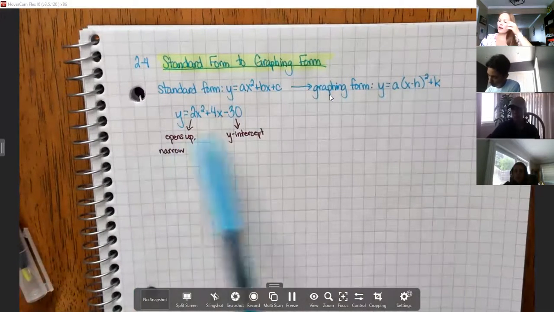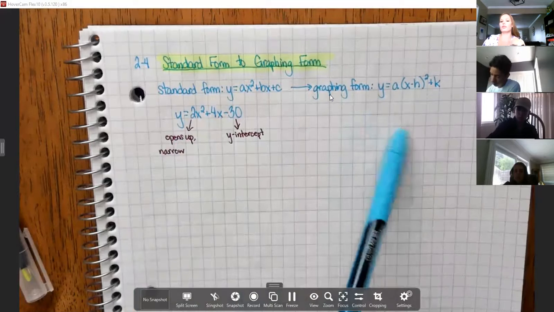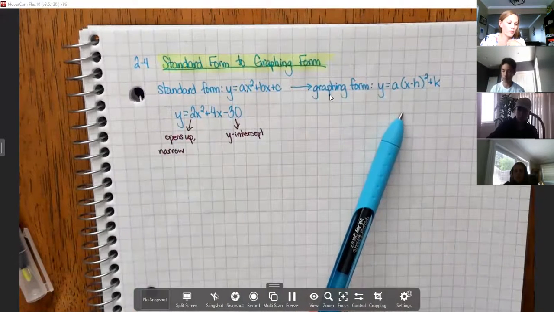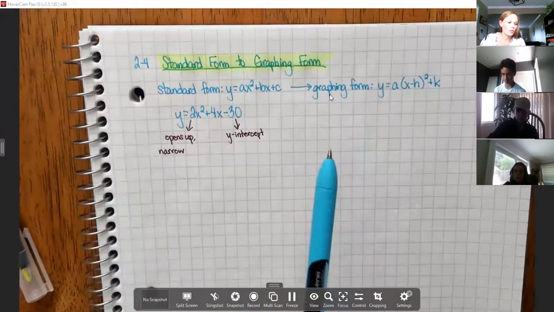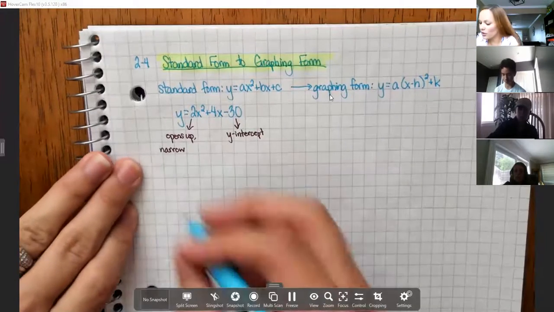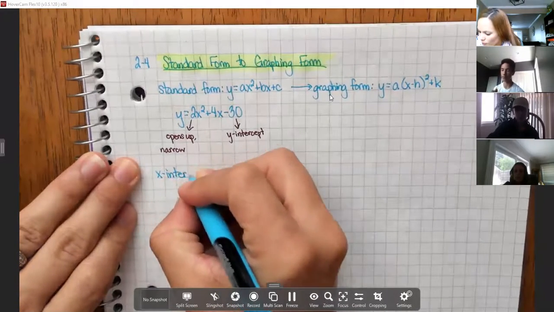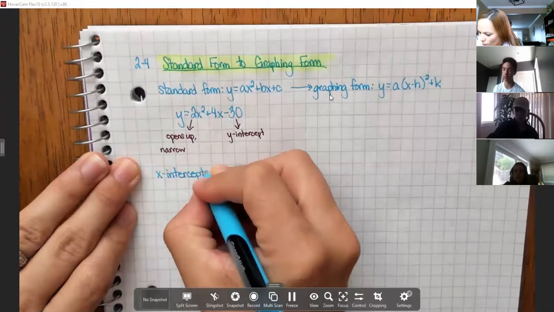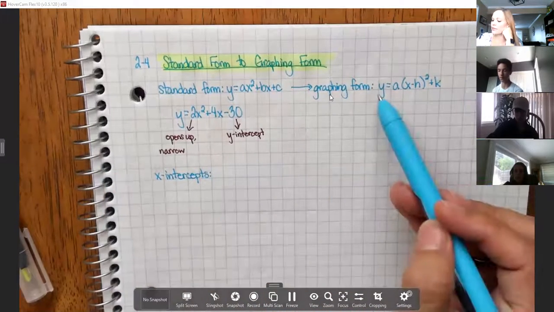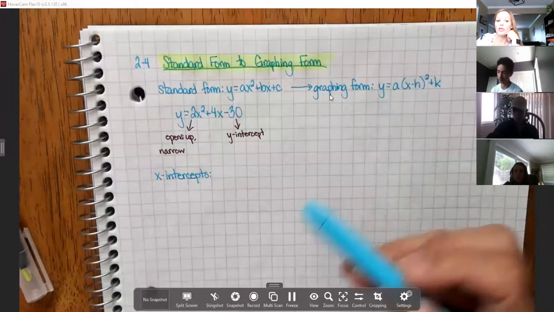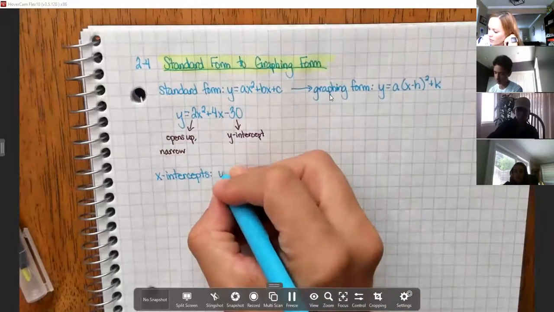But again, that's not enough to graph this parabola, which is why we want it in graphing form. So we need to find the x-intercepts. We're going to find the x-intercepts to help us get it into graphing form. So for x-intercepts, we set y equal to 0.